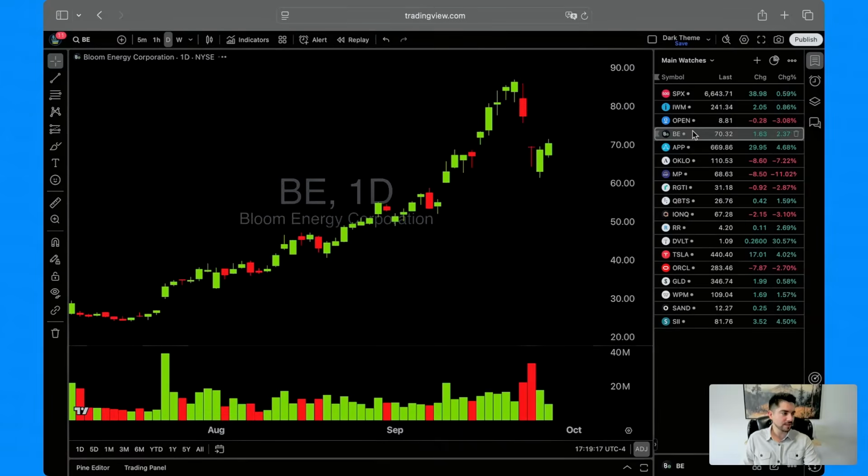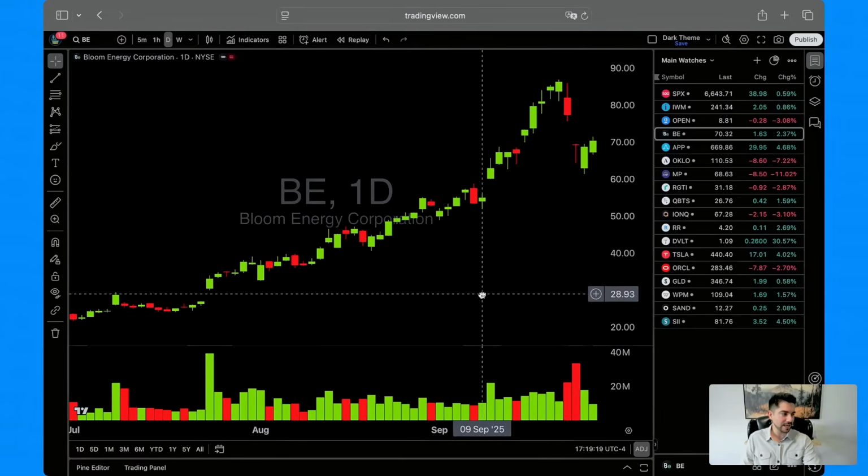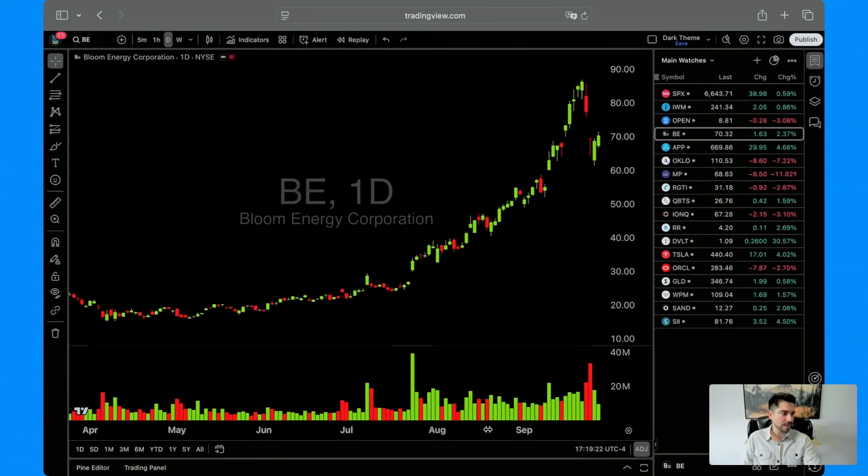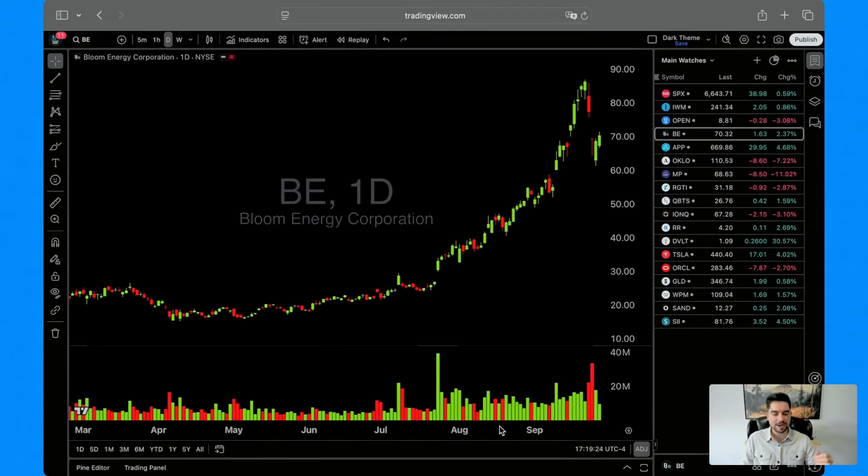So going on to BE. So finally, this one had a nice mean reversion trade too. We've been talking about this one on Scan forever.